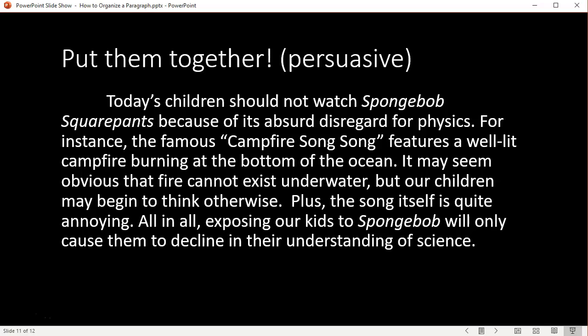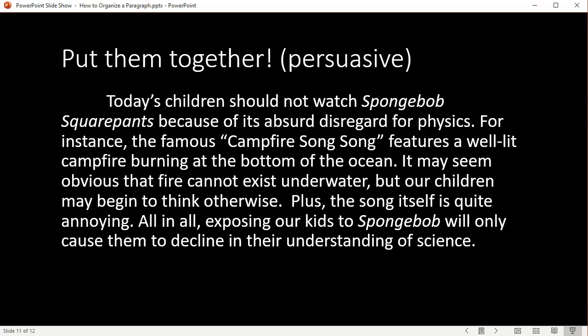Today's children should not watch SpongeBob SquarePants because of its absurd disregard for physics. For instance, the famous Campfire song features a well-lit campfire burning at the bottom of the ocean. It may seem obvious that fire can't exist underwater, but our children may begin to think otherwise. Plus, the song itself is quite annoying. All in all, exposing our kids to SpongeBob will only cause them to decline in their understanding of science.